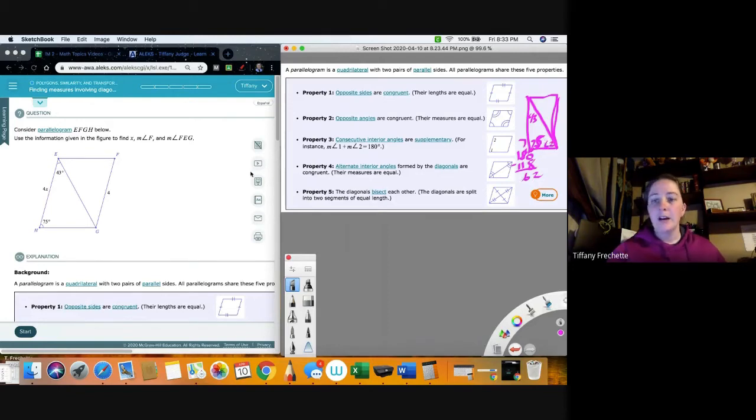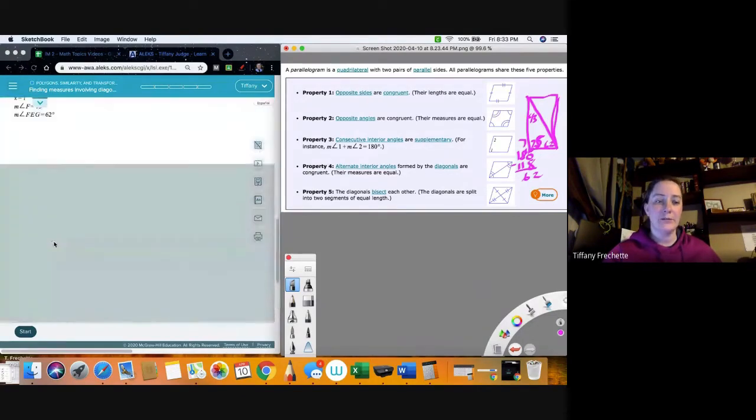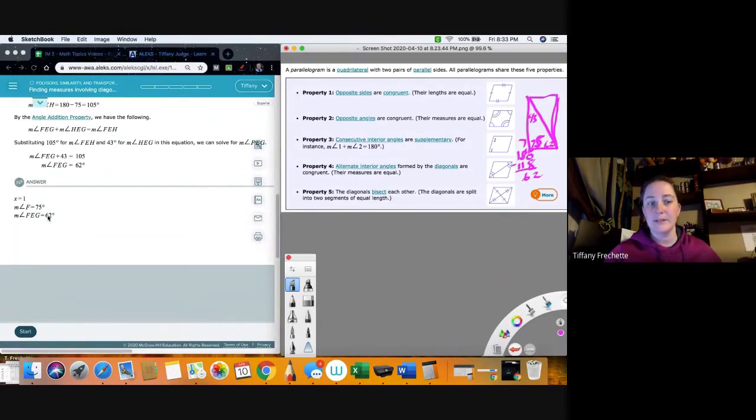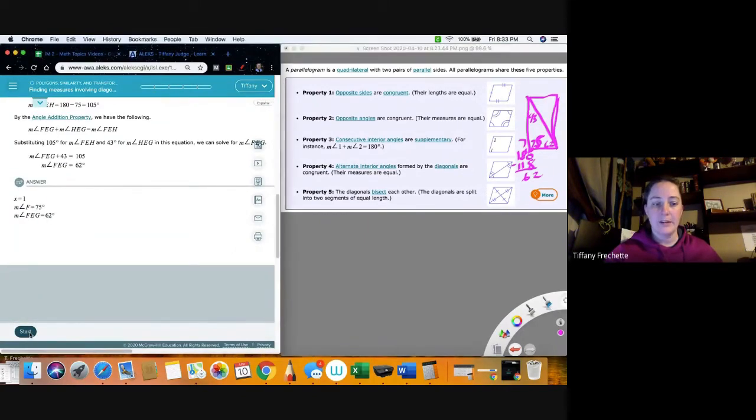So if this is 62, and we learned about alternate interior angles right here, then if I go alternate, meaning jump over the diagonal and go all the way over to this side, this also has to be 62 degrees. So it's just about applying those rules. And if we scroll down here, we can see those 3 amounts that we just got. We're going to click Start.